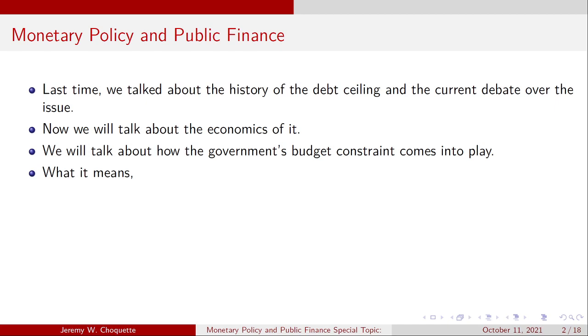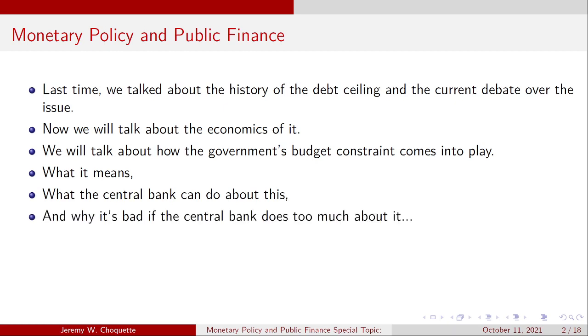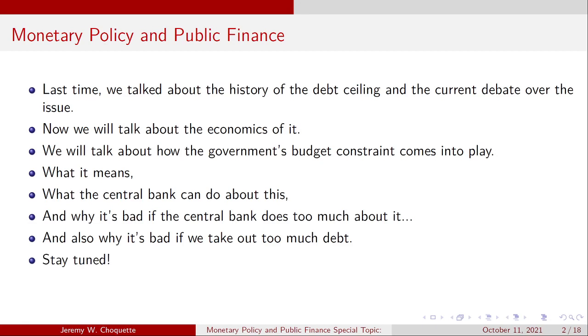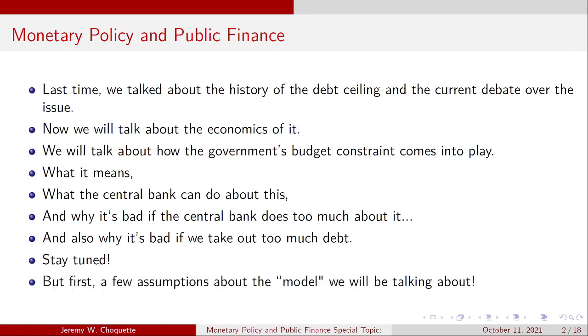There are multiple players, but there are two main players we're concerned with here: the fiscal authority, essentially the Treasury, and the monetary authority, which is the Federal Reserve in the United States. We're going to talk about what all this means, what the central bank can do about it, why it's bad if the central bank does too much about it, and also why it's bad if we take out too much debt. We're really going to talk about that one. So for that, stay tuned. Just keep watching. Just don't push the space bar. Don't click the screen. Just let it all keep playing through.